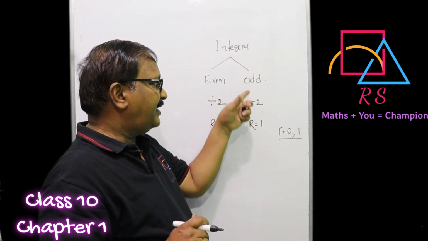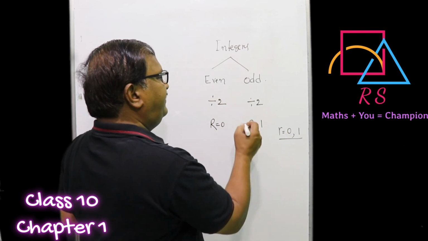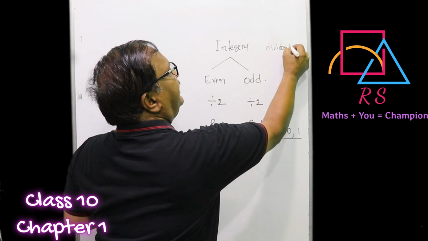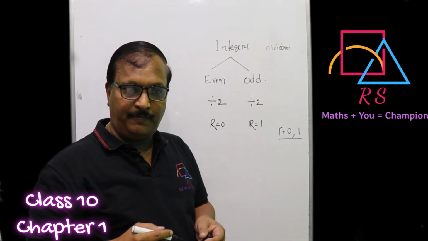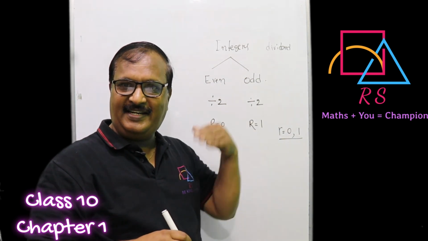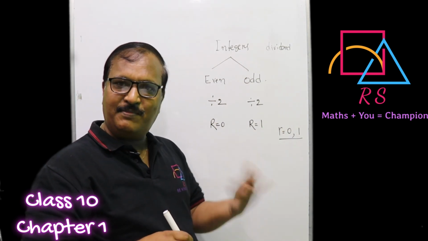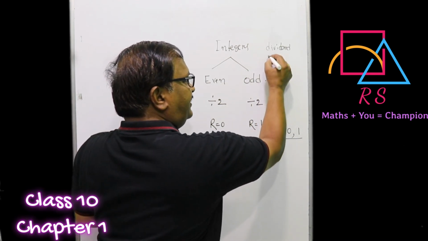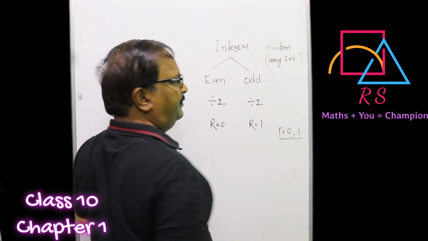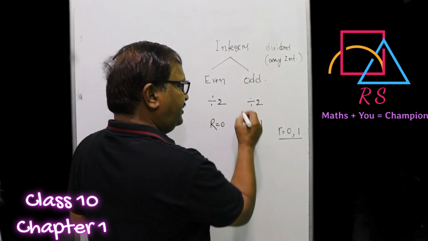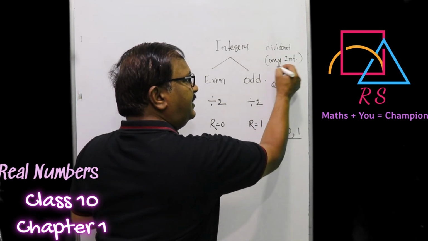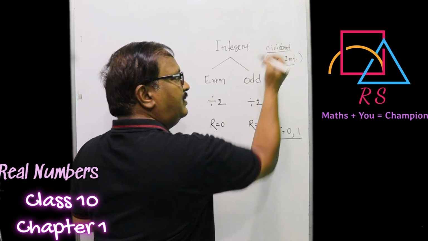So here I did not add quotient. So what is the dividend here? Because in Euclid division lemma there is a quotient, there is a dividend, there is a divisor, there is a remainder. So what is the dividend? Any integer, any positive integer. So what is the quotient? Quotient can be anything because it depends on the integer. Quotient depends on the dividend.